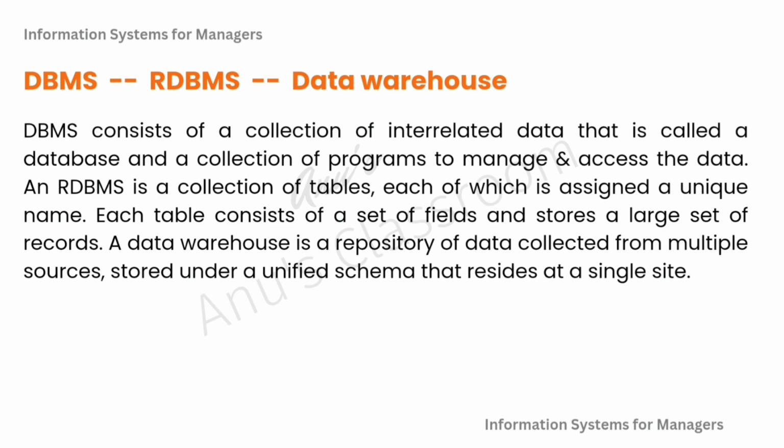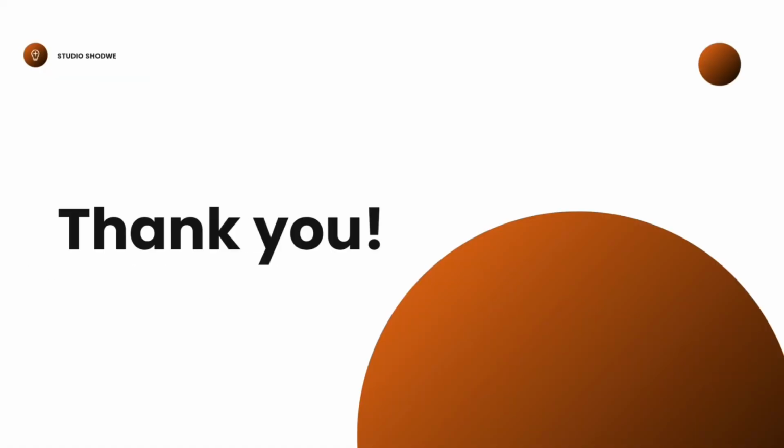A DBMS consists of a collection of interrelated data called a database, as well as a collection of programs that help in managing and accessing the data stored in the DBMS. An RDBMS, on the other hand, is a collection of tables, each of which is assigned a unique name. Each table consists of a set of fields which stores large sets of records. And a data warehouse, on the other hand, is a repository of data that has been collected from multiple sources, stored under a unified schema, and it all resides at a single site.